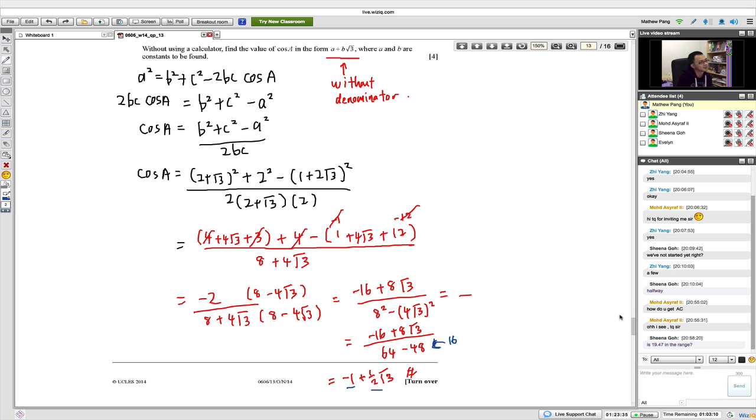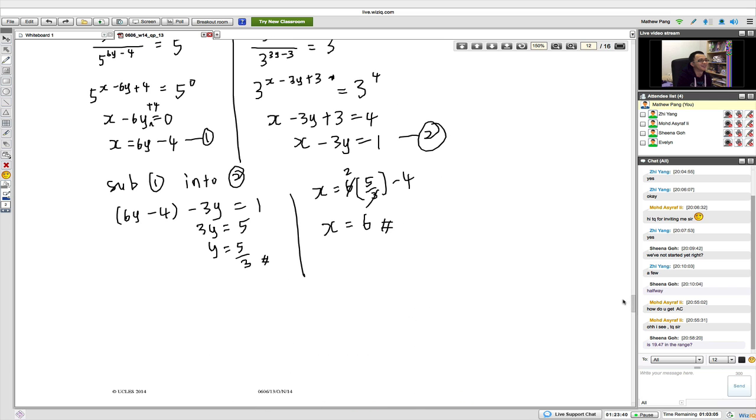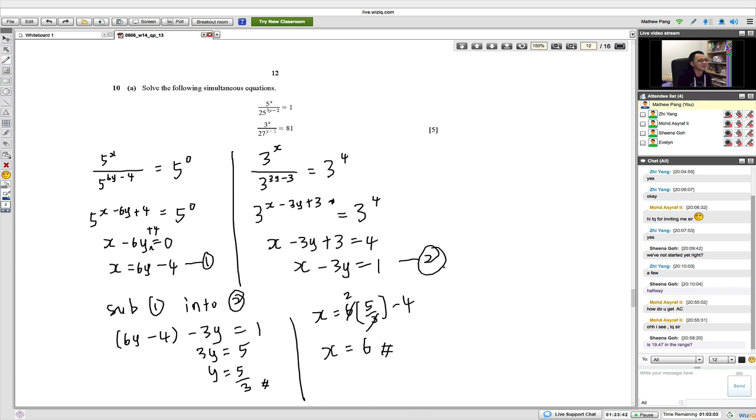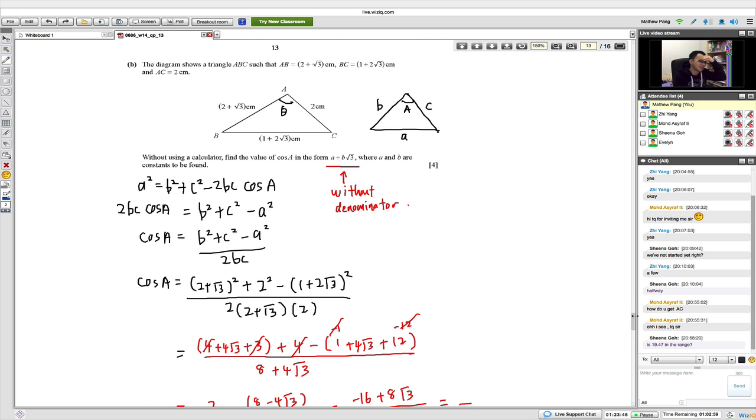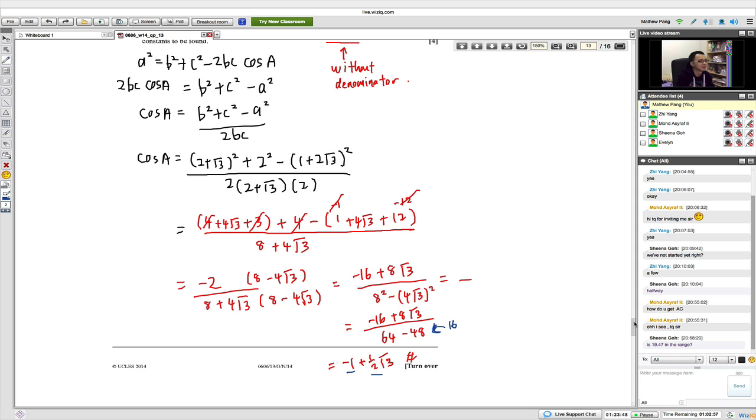Yeah, I think this 4 mark is actually harder than the 5 mark for the simultaneous question. Anyways, if you are very good in cert, this one is not really bad for you. Okay, so I will move on.